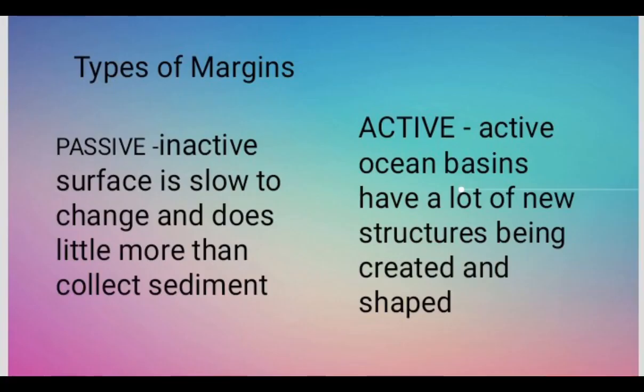Those types of margins may be passive, whose shelves are hundreds of kilometers wide, or active, whose shelves are less than 1 kilometer wide. Ocean basins can be active, with a lot of new structures being created and shaped, or inactive, where their surface is slow to change and does little more than collect sediment.